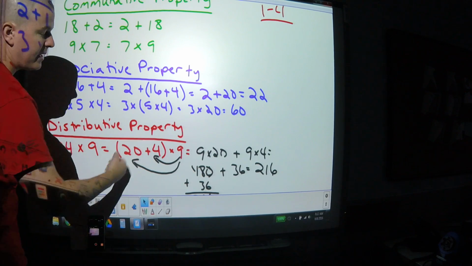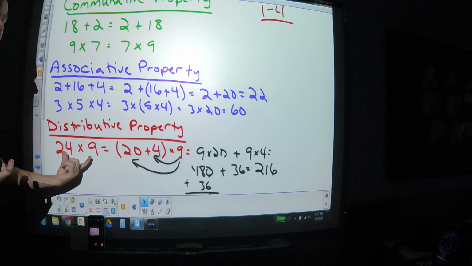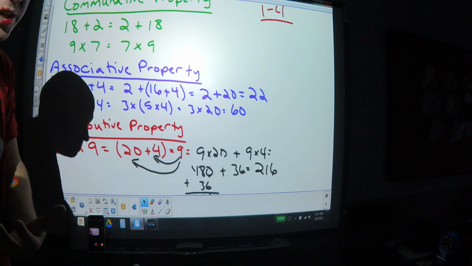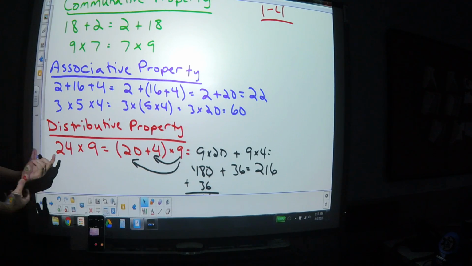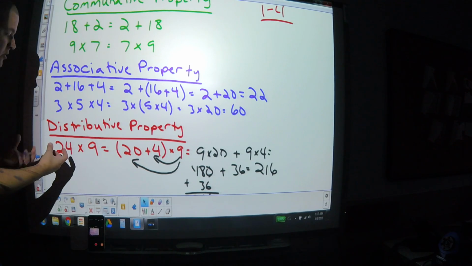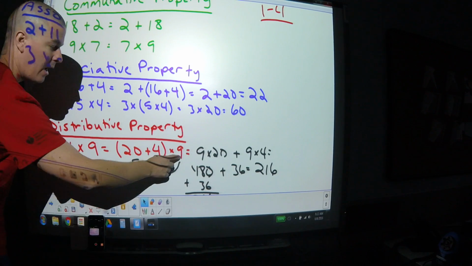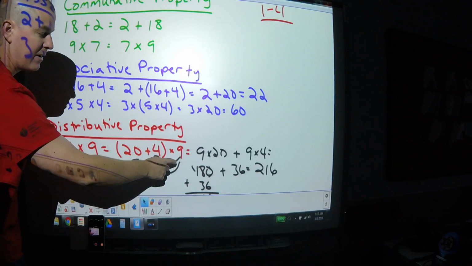The distributive property is a little bit different and a lot harder to kind of grasp, because it means that you're going to take a multiplication problem and turn it into a multiplication and addition problem. All right? So I'm going to take this larger number, 24, and make it a lot easier to deal with by breaking it into 20 plus 4. Now, I didn't forget about my 9. I have the 9 times 9 on the outside.